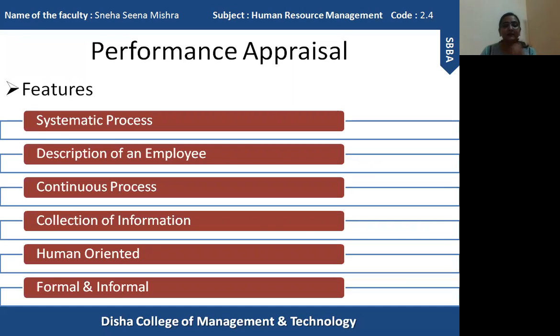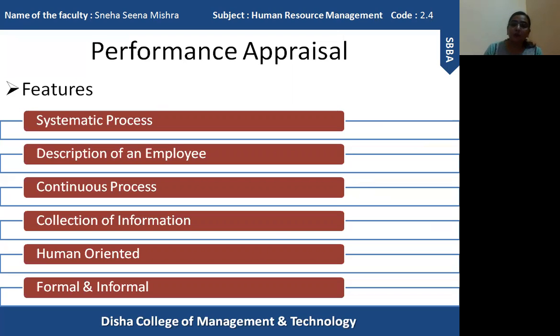So here are the 6 features of performance appraisal: systematic process, description of an employee, continuous process, collection of information, human oriented, and formal and informal. Okay, so systematic process, like it's already mentioned in the definitions, that it is a systematic process, a step by step process. A proper program needs to be created, a proper process needs to be created so that performance appraisal can be conducted properly and right kind of information can be obtained.